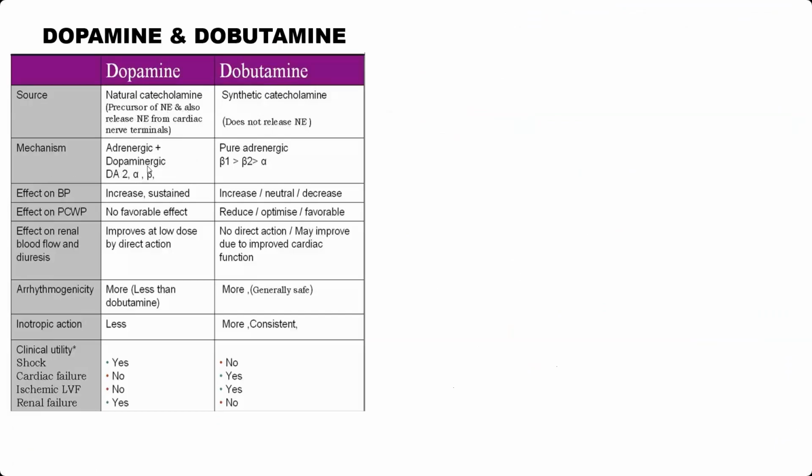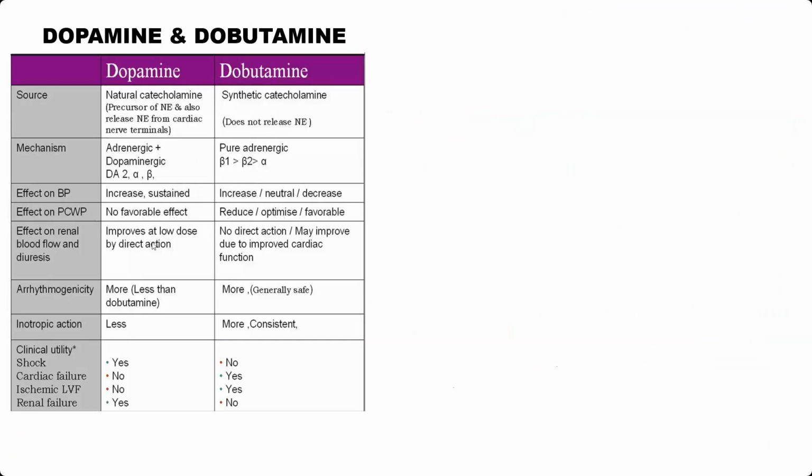Mechanism: dopamine acts on adrenergic plus dopaminergic receptors. Dobutamine is a pure adrenergic, acting more on beta 1 than beta 2 and alpha. On the effect on pulmonary capillary wedge pressure, dopamine's effect is not favorable, whereas dobutamine can reduce or optimize it.